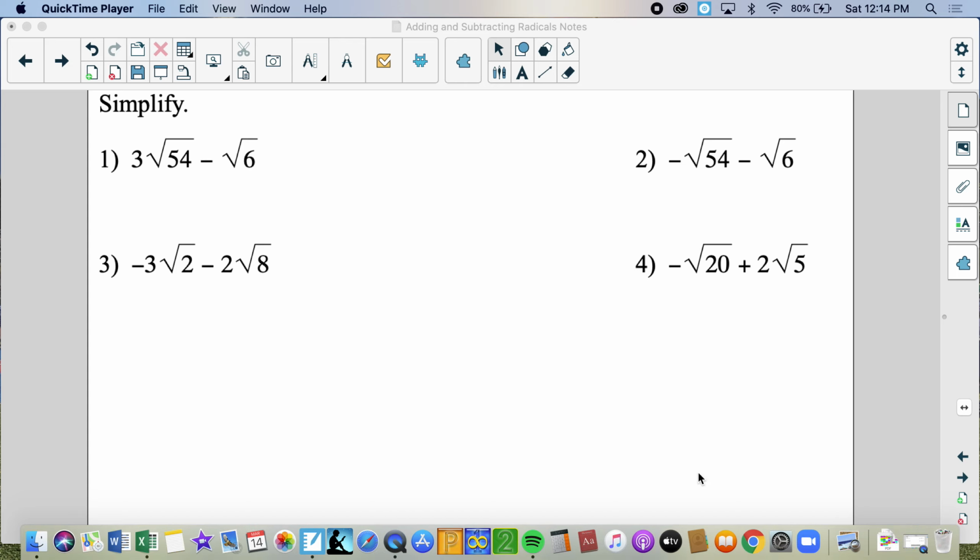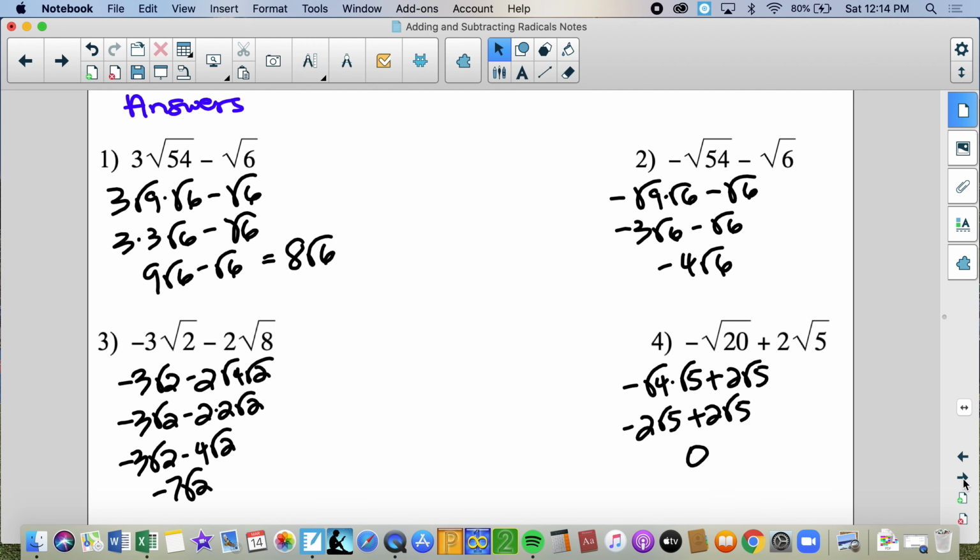Now that you've unpaused it, let's take a look at the answers. The answer for number 1 is 8 rad 6. We see that we broke up rad 54 into rad 9 rad 6, simplified rad 9 to 3, multiplied those. 3 times 3 equals 9, and then we have like terms. Number 2, same thing, breaking rad 54 into rad 9 rad 6, which gives us a final answer of -4 rad 6. Number 3, breaking rad 8, and number 4, breaking rad 20 down. So you're just checking your answers at this point.